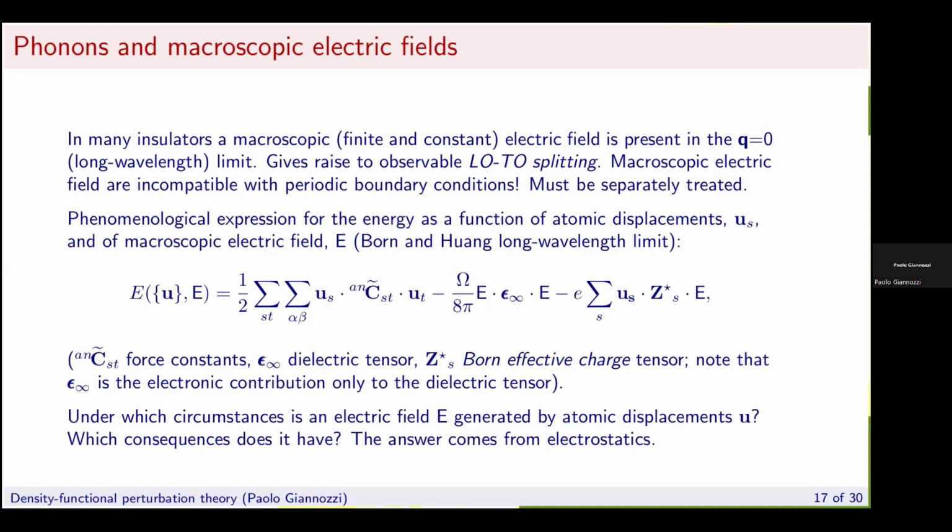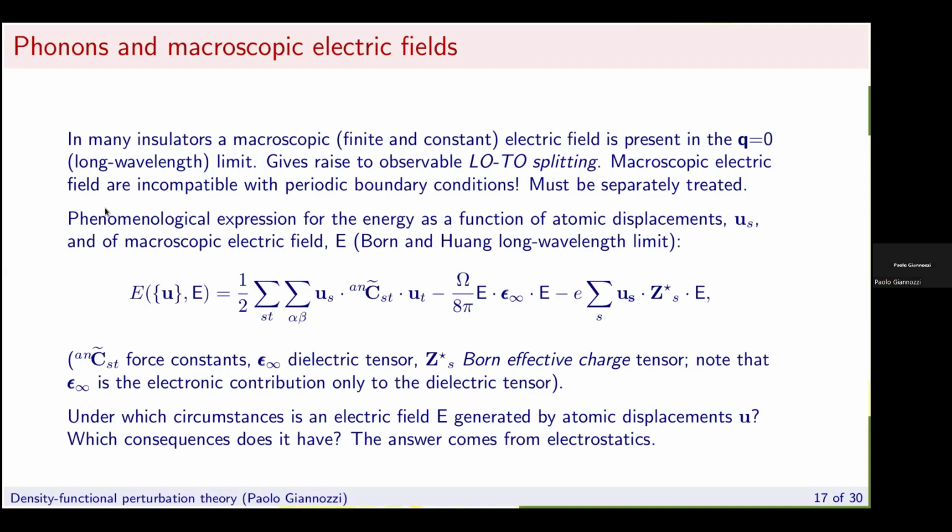the wave vector q. Now, this is a problem because a macroscopic electric field is described by a potential which is clearly not compatible with periodic boundary conditions. It breaks periodic boundary conditions. So the potential associated to a macroscopic, uniform electric field has the form minus E, the electric field, dot product with R, which is clearly not periodic.